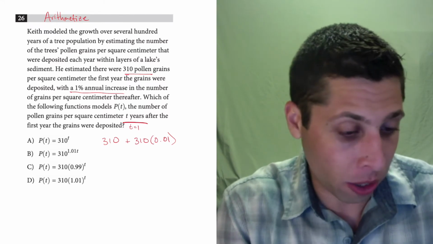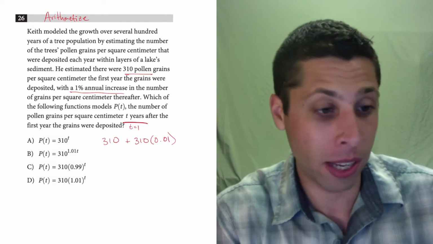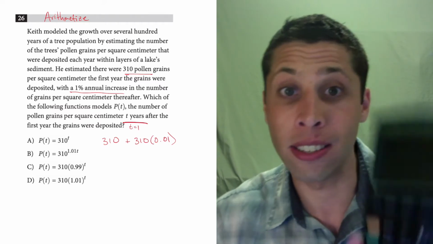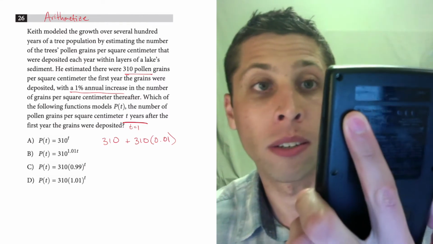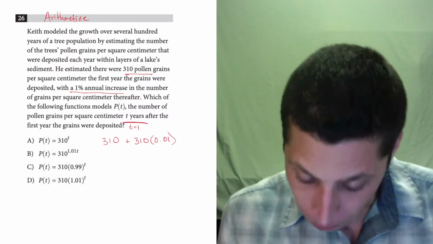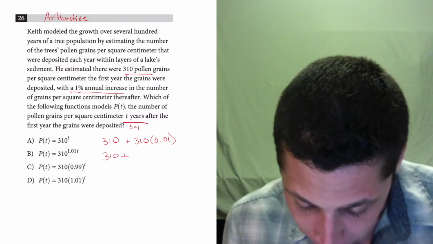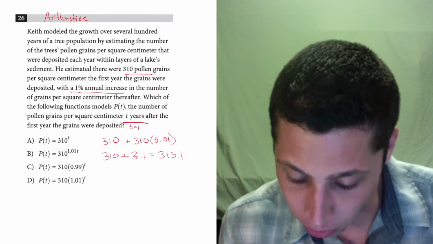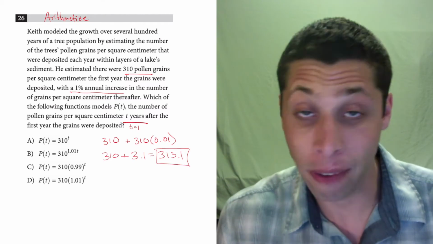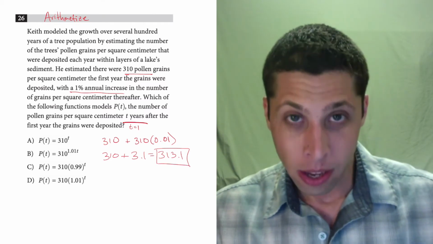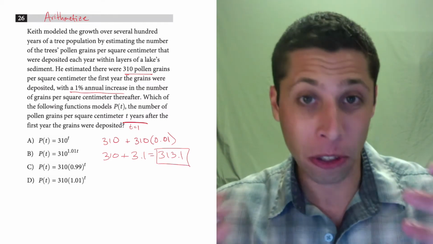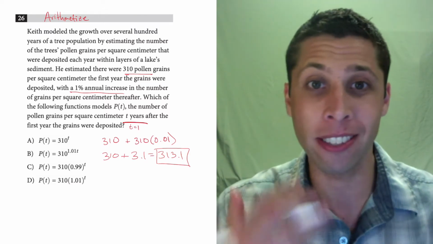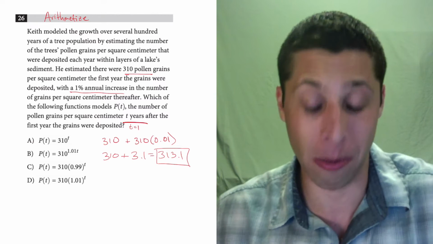So you might be able to do that in your head, but let's just do it in the calculator anyway. 310 times 0.01 is 3.1. So we're adding that on. And that's going to get us 313.1 pollen grains after 1 year. Now, the equations are supposed to represent that exact same situation, so we can plug these numbers in and see which equation gives us the same result, right?